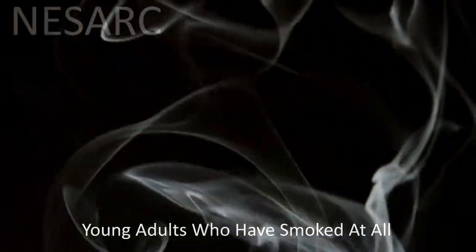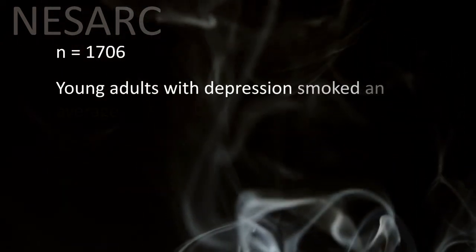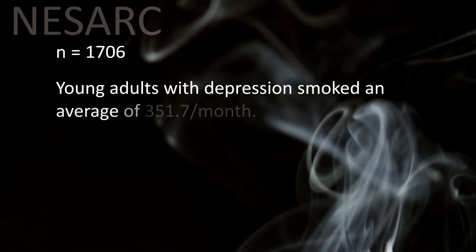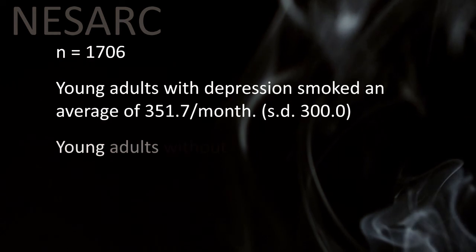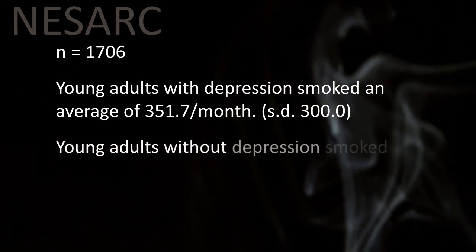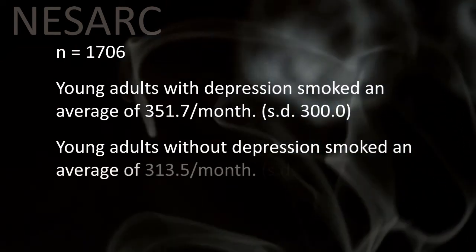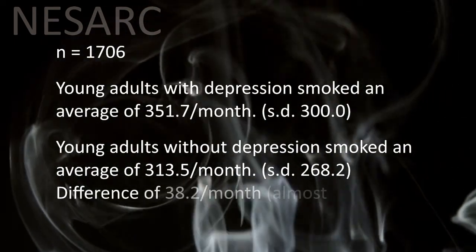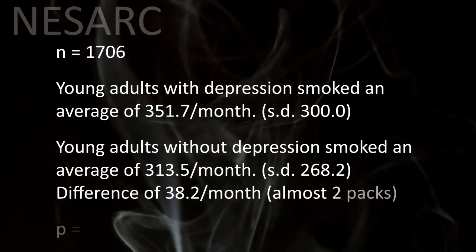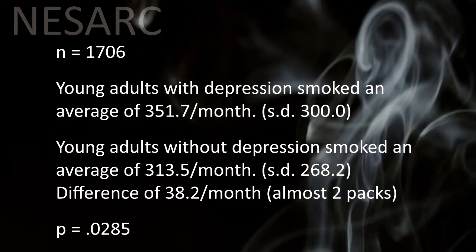The size of this sample in the NESARC dataset is 1,706. With this sample, we find that young adults with depression smoked an average of 351.7 cigarettes per month, with a standard deviation of 300 cigarettes. Young adults without depression smoked an average of 313.5 cigarettes per month, with a standard deviation of 268.2 cigarettes. So the difference between quantity of cigarettes smoked among young adults who smoked in the past year, with and without depression, is 38.2 cigarettes per month, almost 2 packs.